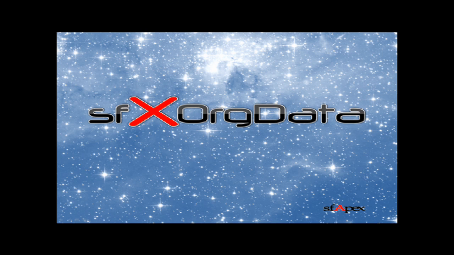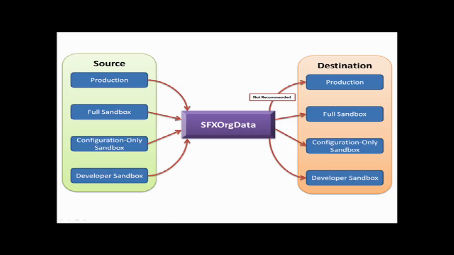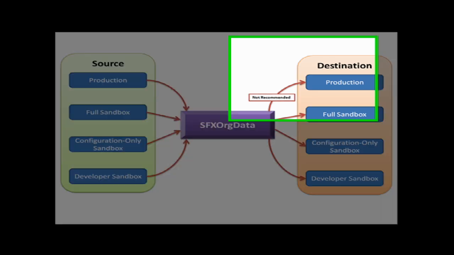My name is Gusha Patel, and today we'll be looking at how to use SFXOrgData to copy data from production to sandbox. Before we begin, let's talk a little bit about situations when SFXOrgData is useful for users. The main purpose of this tool is to copy data from one org instance to another. This can be production to sandbox or sandbox to sandbox.